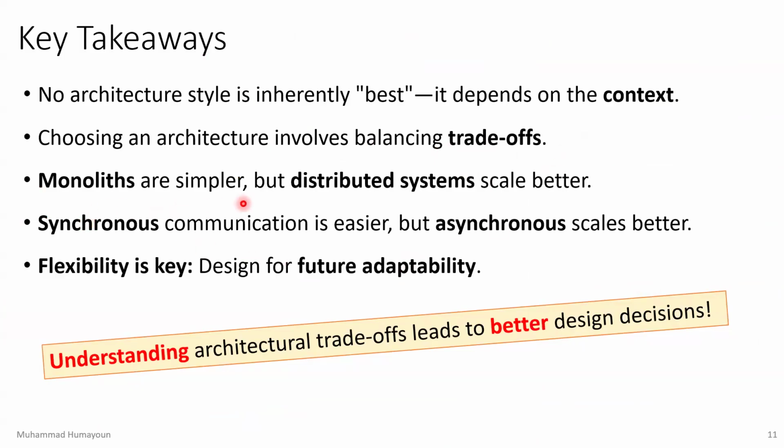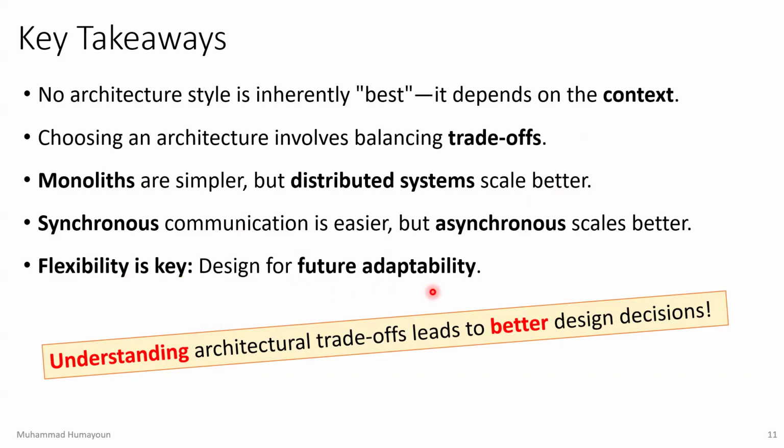Monoliths are simpler, but distributed systems scale better. So if you want simple systems, go for monoliths. If you want scalability, go for distributed systems. Synchronous communication is easier, but asynchronous scales better. Okay, but asynchronous communication becomes slower. Flexibility is the key. So design for future adaptability.